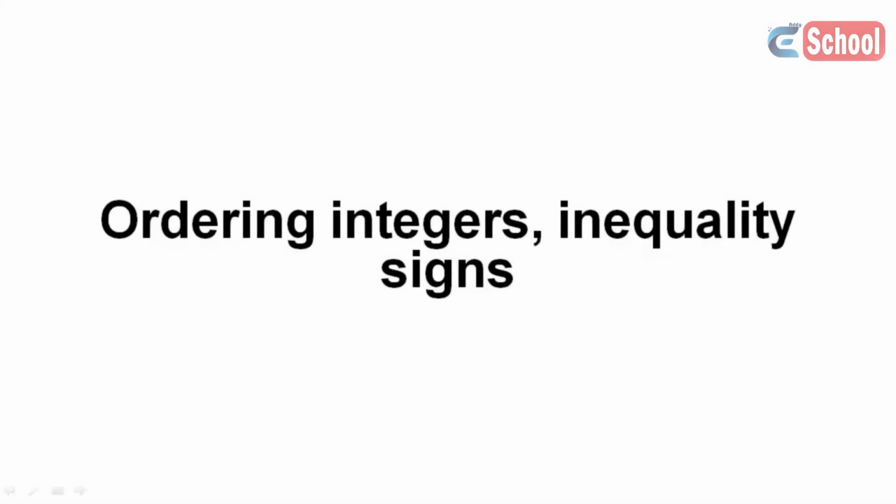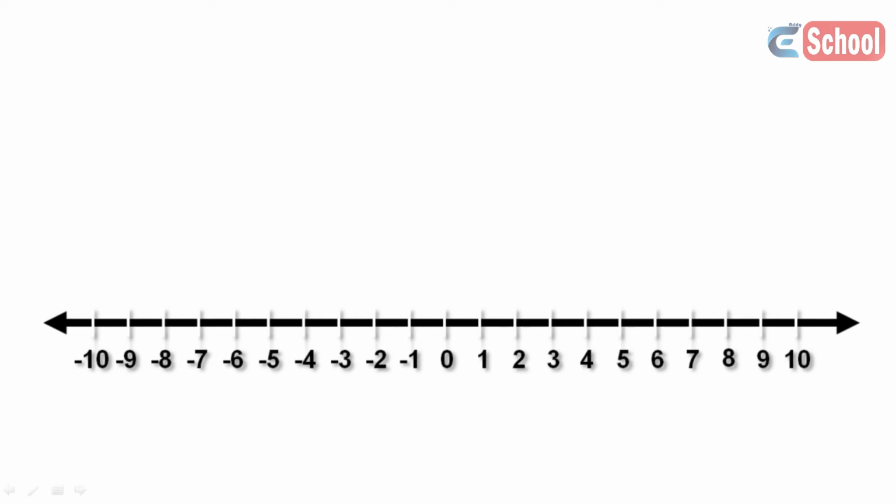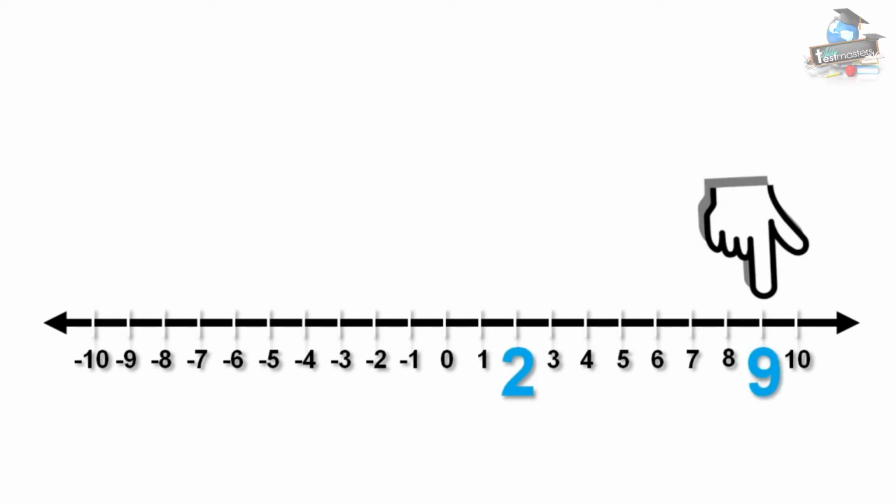We are going to be looking at ordering integers, both positive and negative numbers. Let's start by ordering the numbers positive 2 and positive 9. We can use a number line to help us. Here are positive 2 and positive 9 on a number line.